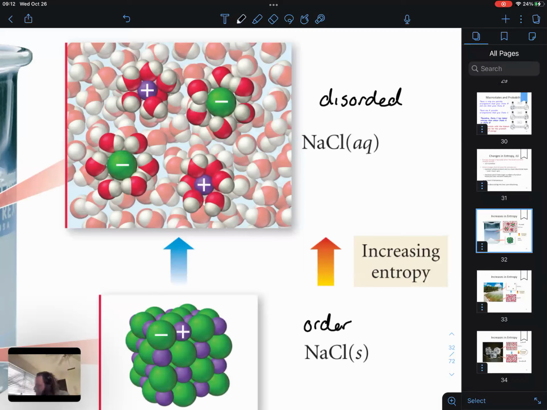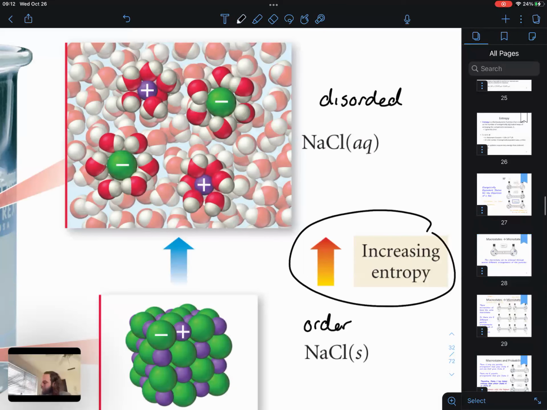And so that's why this process will increase entropy, or be entropically favorable.